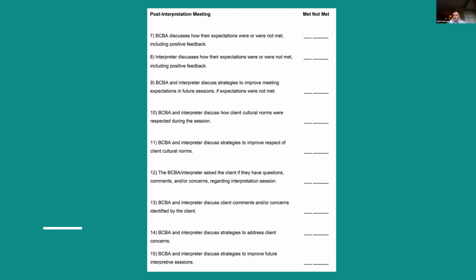So this post-interpretation meeting, if there is a major issue, we can say, okay, let's save this for the post-interpretation meeting, and let's move on to some of the important topics that we're here to talk about. But this is broken down as well. So questions 7 through 9 allow the group to talk about some of the communication barriers that may have arisen in the session. And questions 10 and 11 give the group a chance to reflect on the cultural norms. And then 12 to 15 is a chance for session feedback. And this can be from the BCBA and the interpreter, but even more importantly is a chance to get feedback from the client.